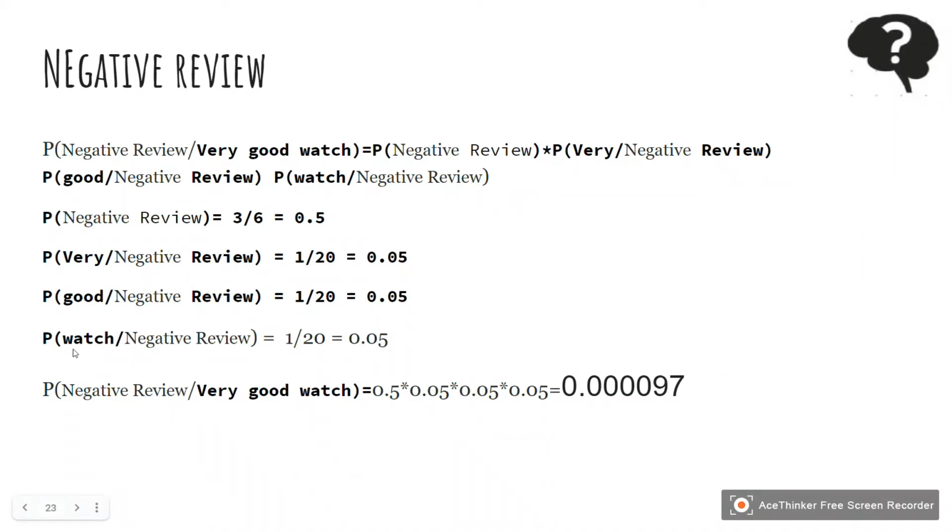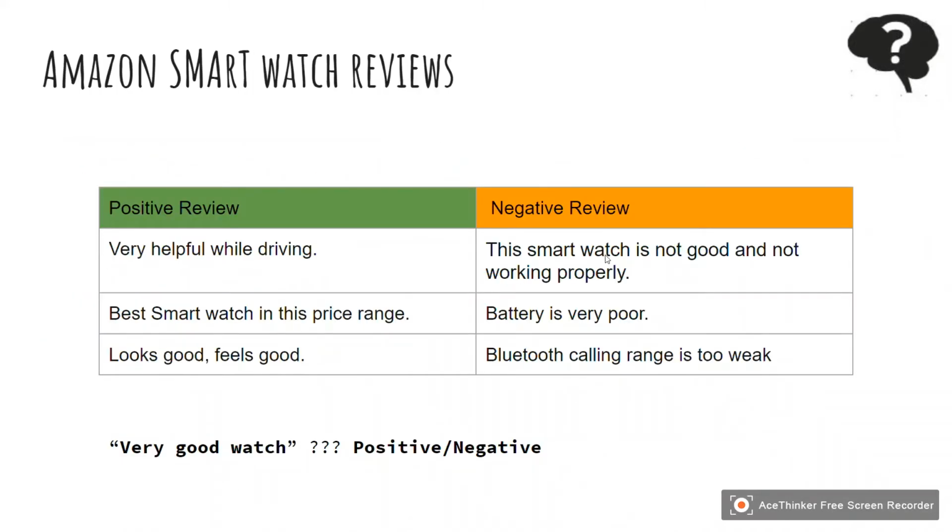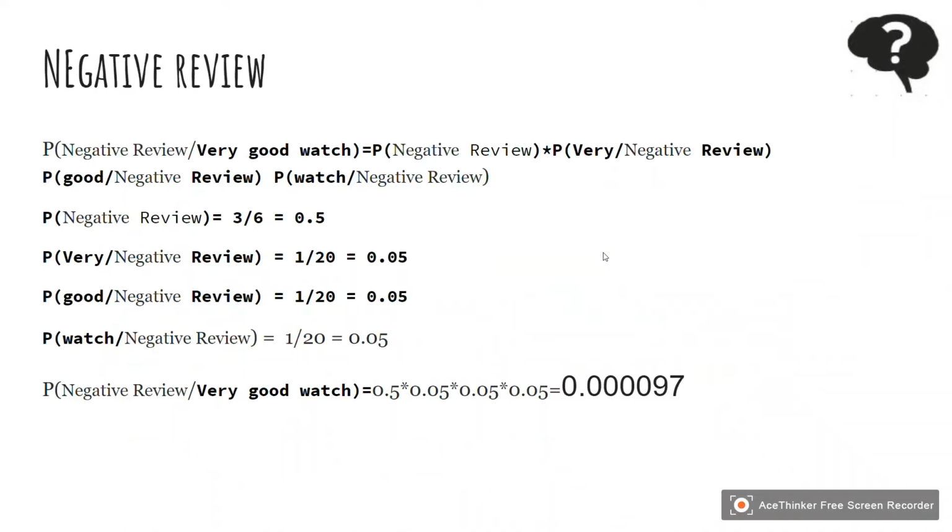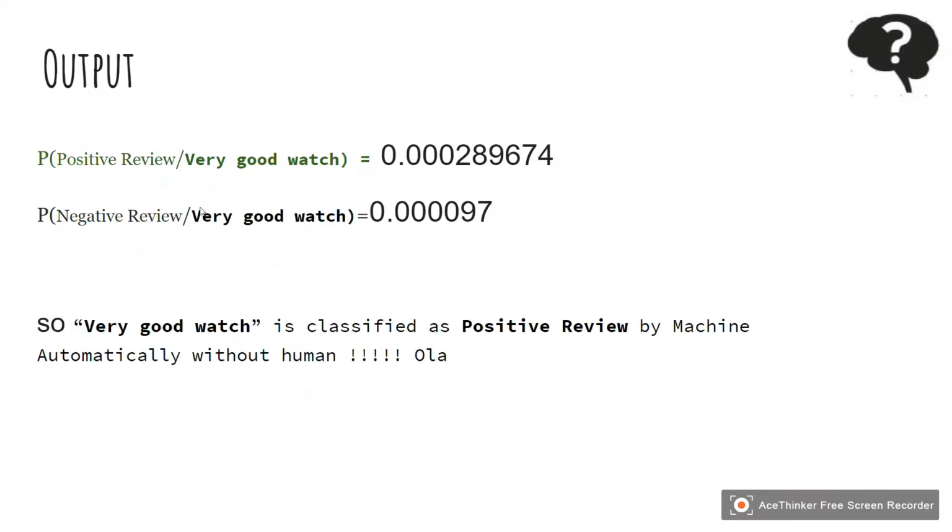Same thing with "watch". How many times do you see "watch" given a negative review? I think it occurs only one time, so it's 1 by 20, which is 0.05. Just plug in these values, and you get a value of 0.000097.